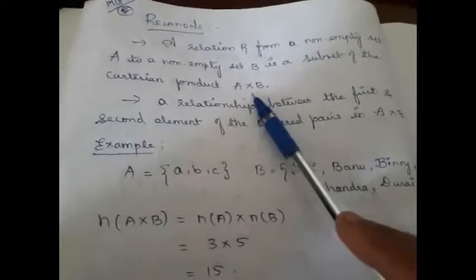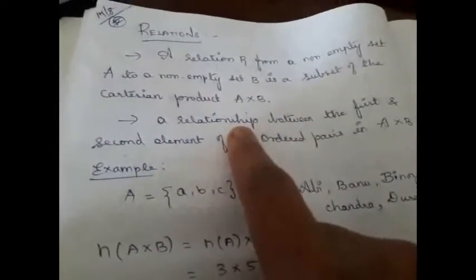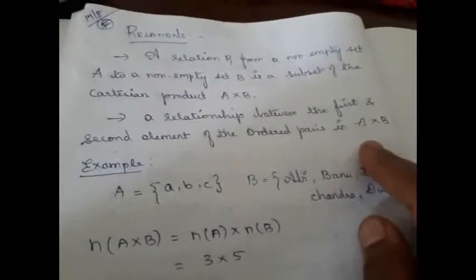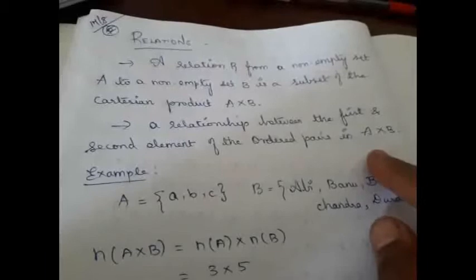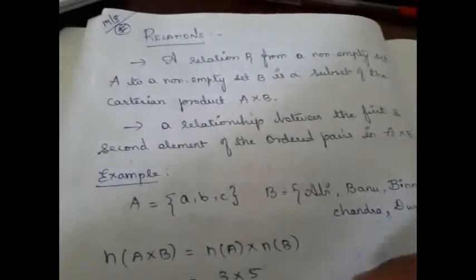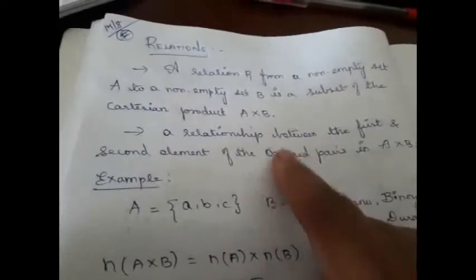So how are we going to identify this subset? By defining a relationship between the first and the second element of the ordered pairs in A cross B. We will have ordered pairs in the Cartesian product, right? So we are going to define a relationship between the first element and the second element of the Cartesian product, and in such a way we are going to extract a subset from the Cartesian product, which we are going to call a relation.